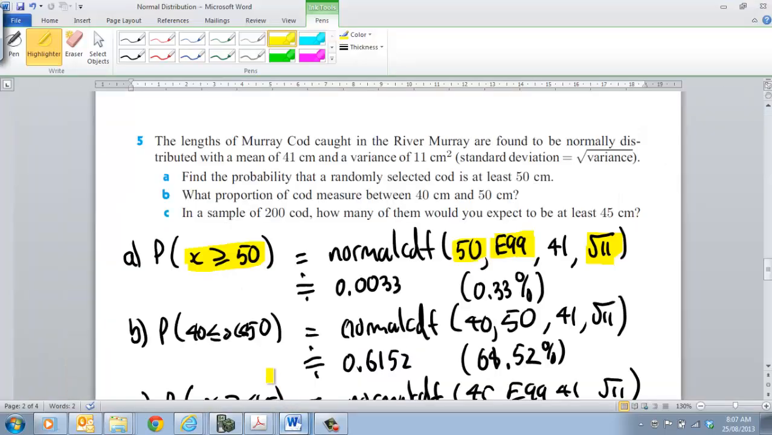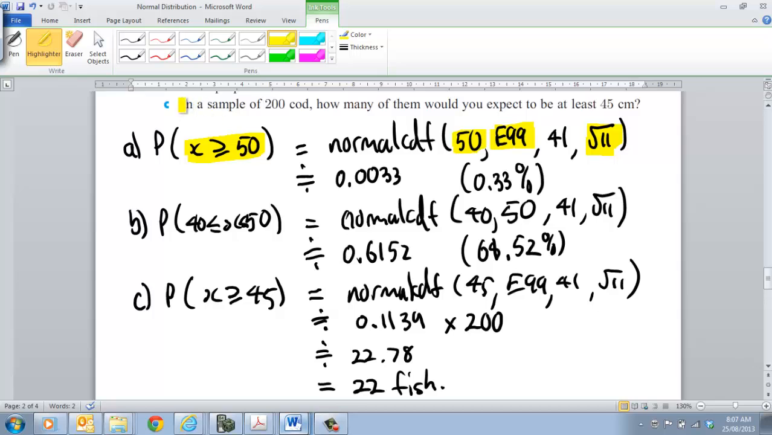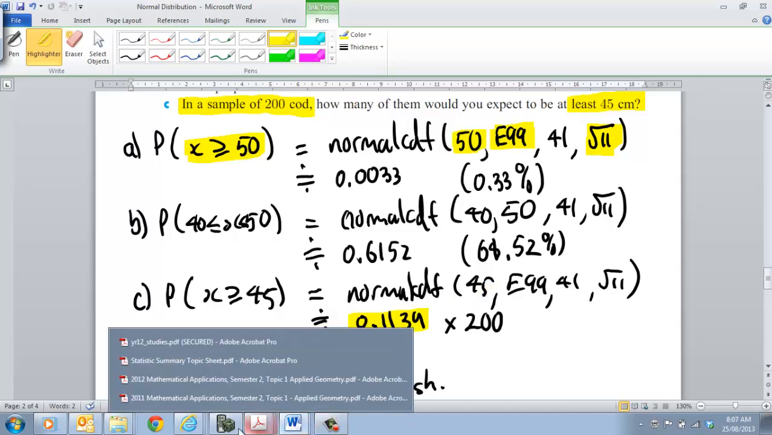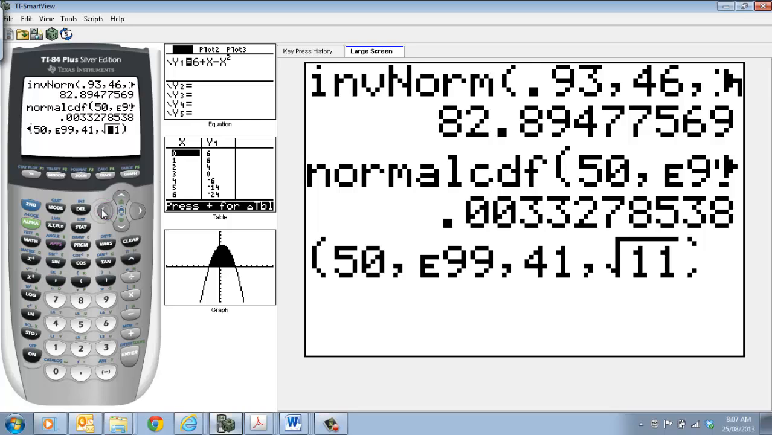A little variation, the next one's pretty standard, where you've got between two values. And then the last one: in the sample of 200 cod, how many would you expect to be at least 45 centimetres? What it requires you to do is go through the process of what we just did, work out the likelihood or the percentage of cod that are going to be greater than 45. The easiest way to do that in your calculator is second function enter. It's the same calculation as the last one really.